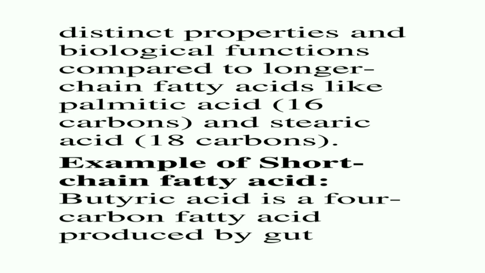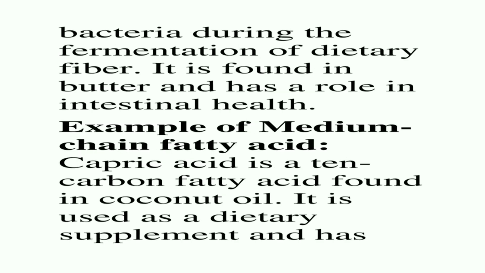Example of short-chain fatty acid: butyric acid is a 4-carbon fatty acid produced by gut bacteria during the fermentation of dietary fiber. It is found in butter and has a role in intestinal health.